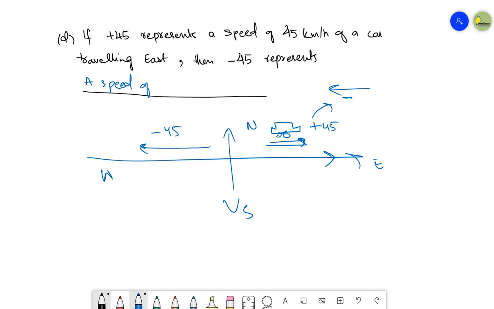So the speed of 45 kilometers per hour of a car, but now it is traveling west. So you will write like this. So this is the whole blank, that minus 45 represents a speed of 45 kilometers per hour of a car, but now it is traveling west. So this is how you need to do this question.